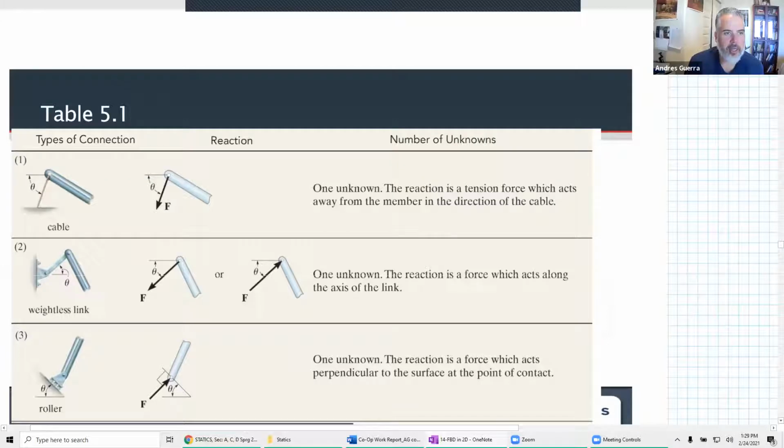Well, let's take a look at number one, a cable. Don't we know that for a cable, the line of action has to go along the cable? And also, don't we know that a cable can only resist tensile forces, or pulling forces? So what do we show? If we're drawing an FBD of the rigid object, we show a force pulling away from it, because that's a pulling force. A weightless link, we're going to talk about this more. It's basically the same idea as a cable where the line of action is fixed, but it can go either in tension or in compression, pushing on that rigid object.